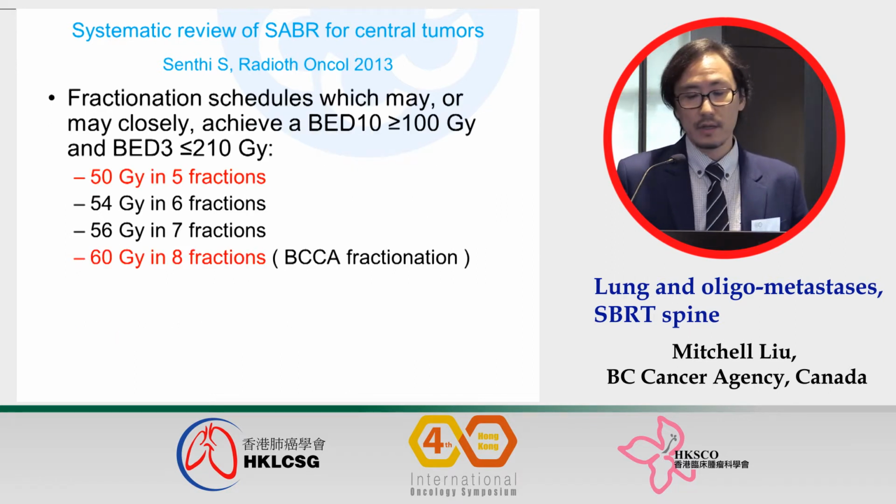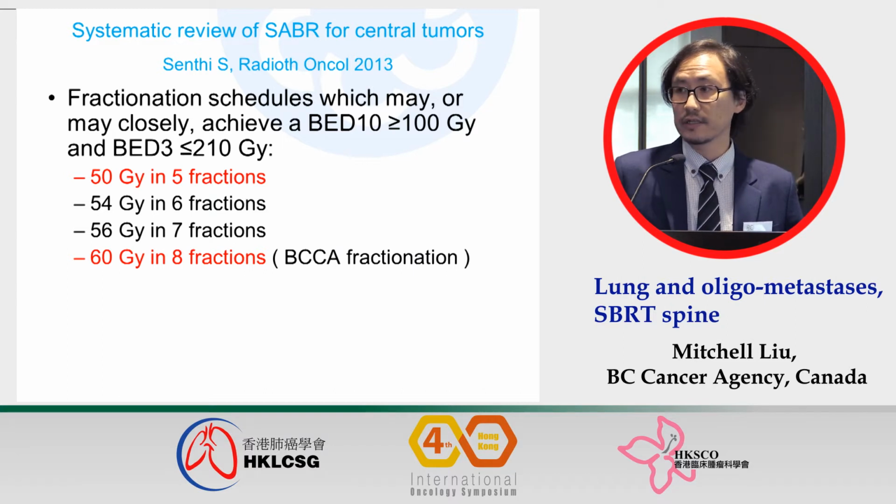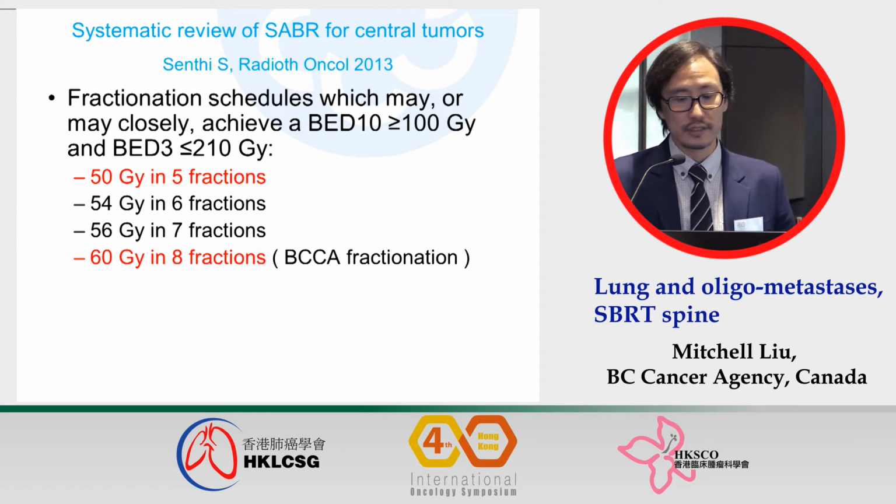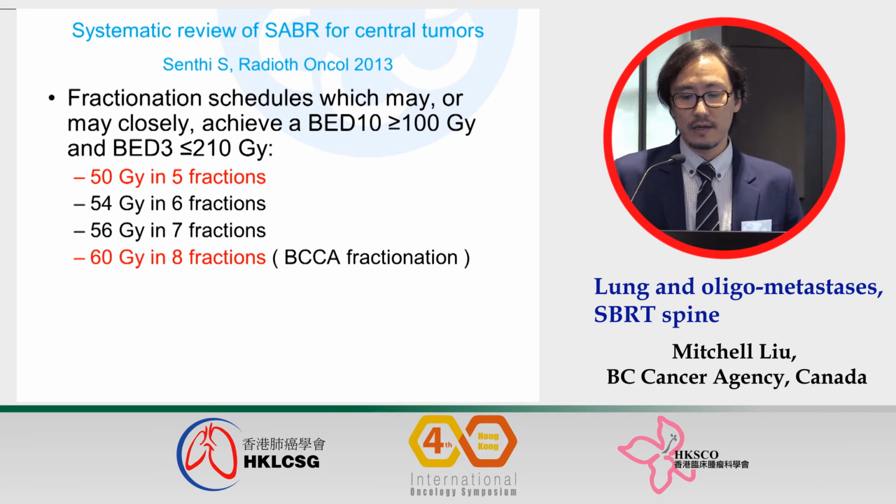And these are the common fractionations that would fit the above 2 criteria. So 50 grays in 5 fractions as well as 60 grays in 8 fractions will be some of the common dose fractionations for central lung lesions. And BCCA has been using 60 grays in 8 fractions.